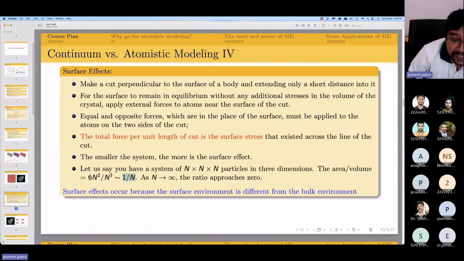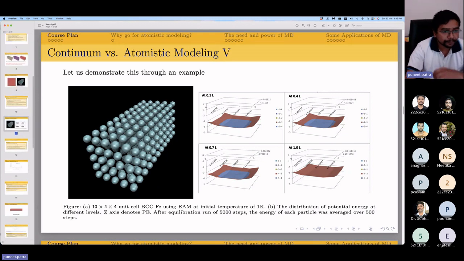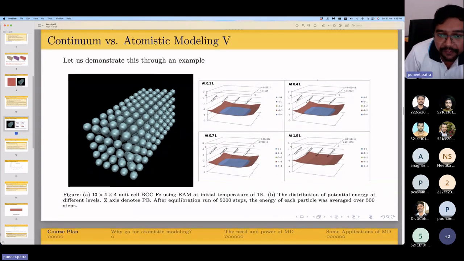This is the precise reason at the continuum mechanics level, where n is approximated as infinity, the surface effects do not play any major role in comparison to the atomic scale dynamics. So just to give you an idea, what is the effect of the surface stresses? We have over here the same system, and we are now taking cuts at different levels. And you can see the figures on the right hand side are nothing but the distribution of the potential energy at different domains.